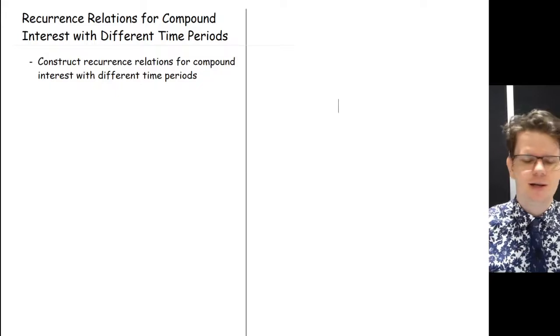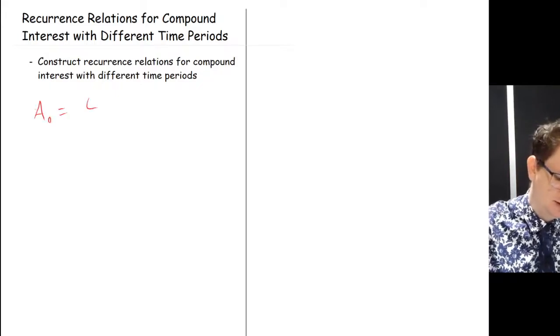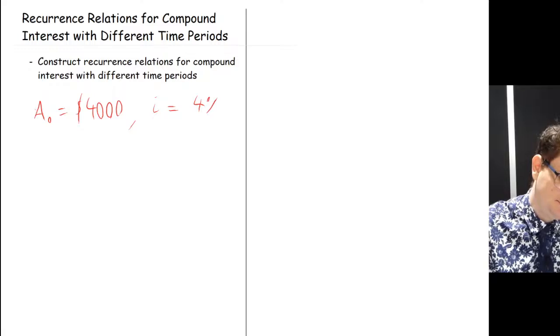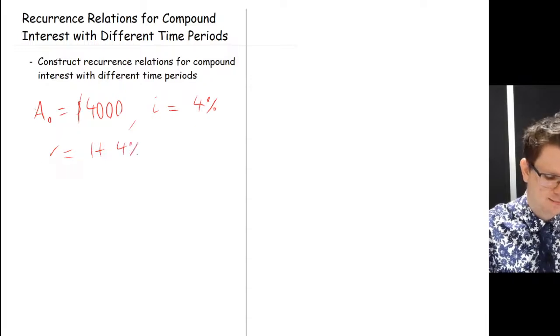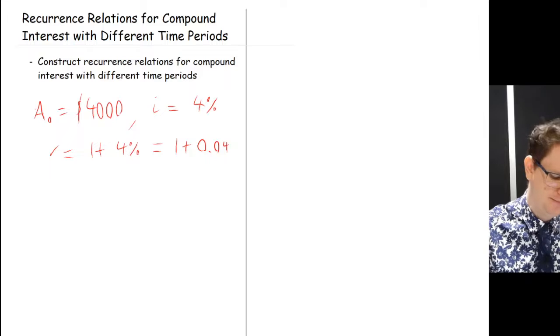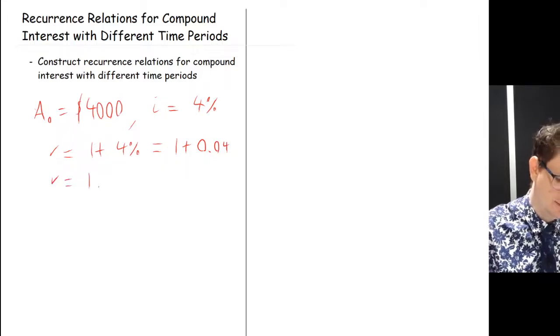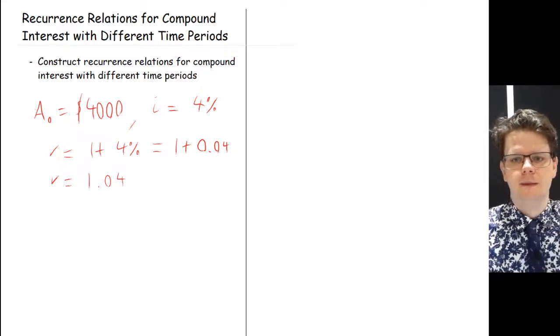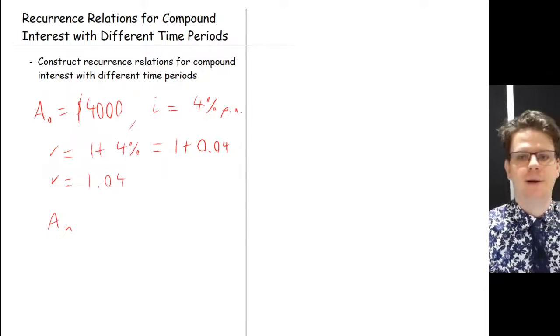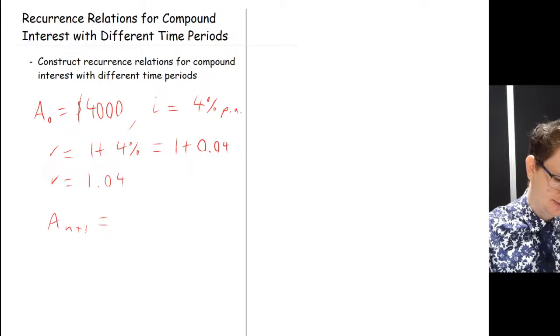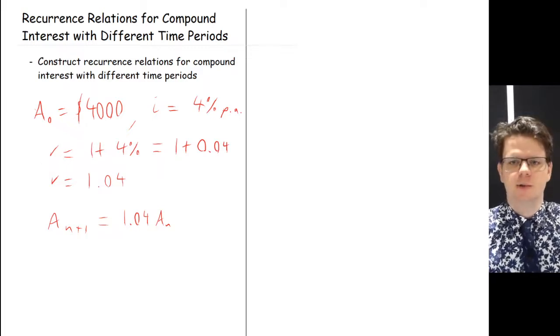So, just as a quick reminder, if I have a starting investment of $4,000 and each year it increases by say 4%, well then I know that my R is just 1 plus 4%, which is 1 plus 0.04, which is just going to be 1.04 for my R value. Alrighty, so that's just a reminder, and I've just got to make sure it's specific, right? It's per annum, specifically per annum. And that means my A_{n+1} would be equal to 1.04 A_n, okay? So just so we remind ourselves, how does this actually work, okay?